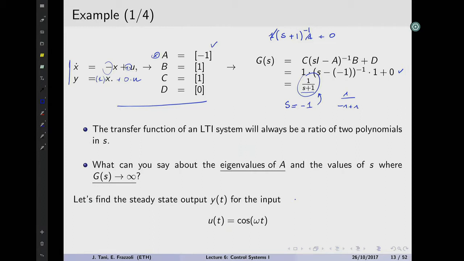What does asymptotic stability depend on? It depends on the eigenvalues of the A matrix, right? And in this case, it's minus one. It's a real number, it's a continuous time system. The real part of it is negative, less than zero. So this means the system is indeed asymptotically stable.